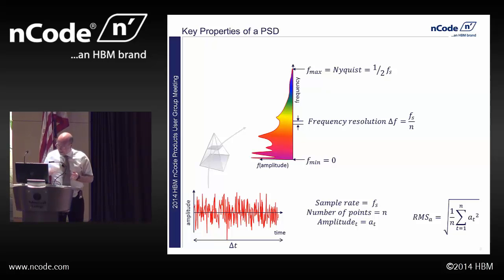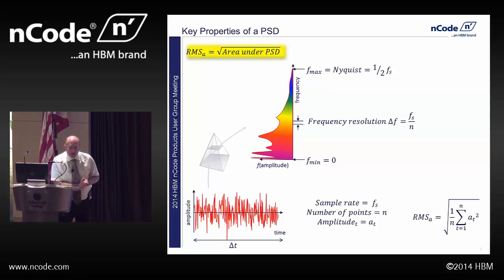How about the RMS then? Well, this is the nice thing about PSDs. They're normalized, so the area under the PSD is the mean squared. So if you take the area under a PSD and square root it, that's your RMS. And that's the way that we can always tell that we've got the answer right with a PSD. It's the IEEE standard.